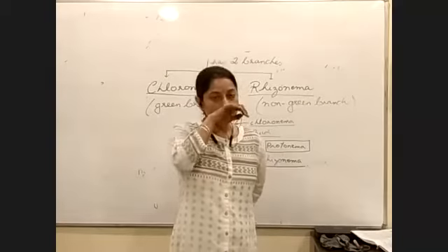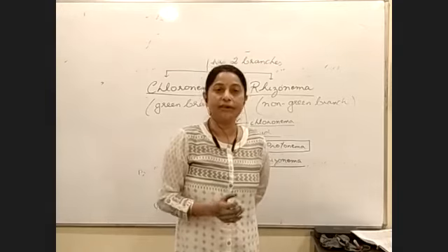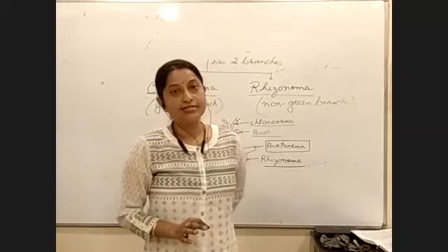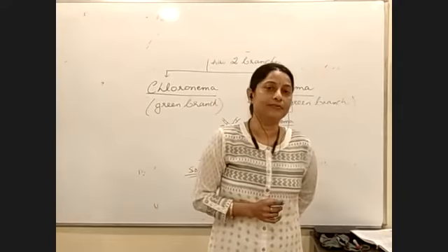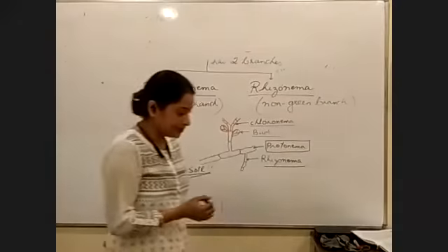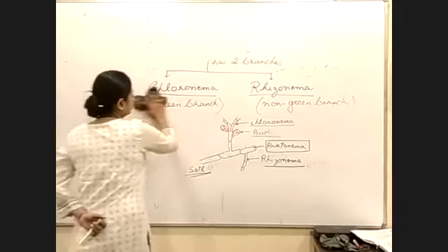Protonema could be seen forming from the spore or from vegetative parts also. If it is formed from the vegetative parts, it is called secondary. If it is formed from the spore, it is called primary. Clear? Yes, ma'am.